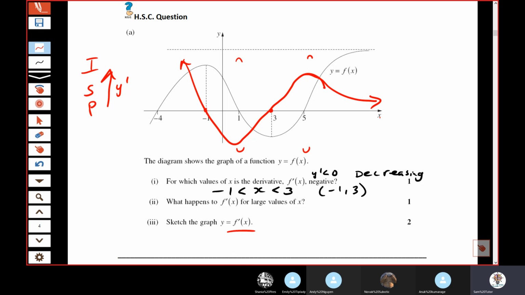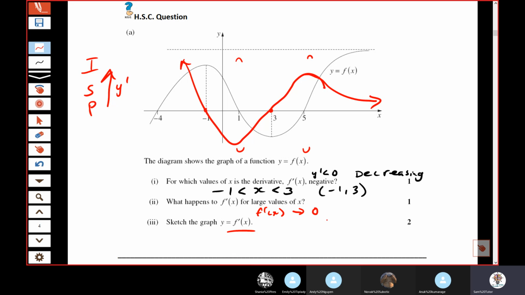What happens to f dash of x for large values of x? What's happening to the graph? As x is getting larger and larger, the graph is getting smaller and smaller. What's this approaching? Approaching zero. Isn't it? The graph is getting smaller and smaller as x is getting larger and larger. So f dash x approaches 0.